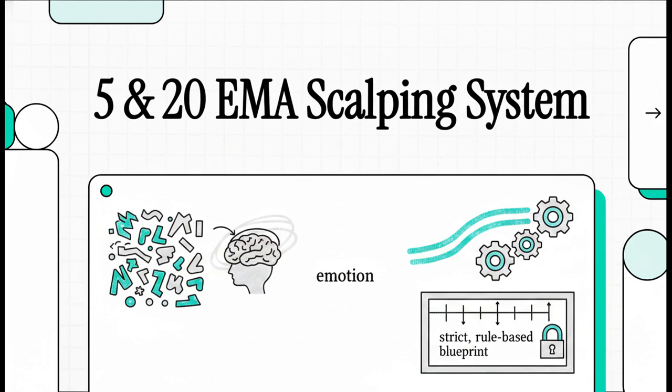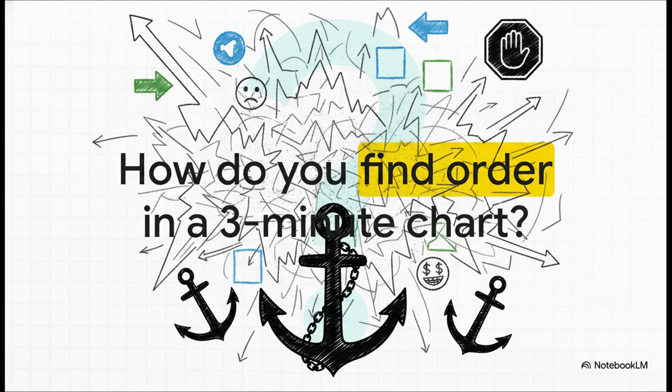This isn't about gut feelings, and it's definitely not about guessing where the market's going to go. It's about stripping out the emotion entirely and following a rigid set of conditions derived straight from our source material. So here's a question for you. How do you actually find order in the sheer chaos of a 3-minute chart?